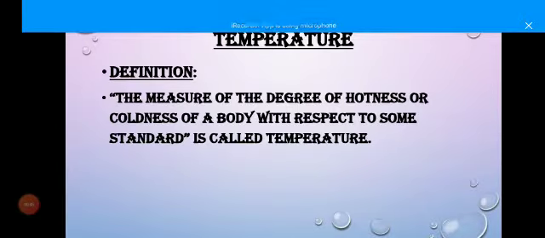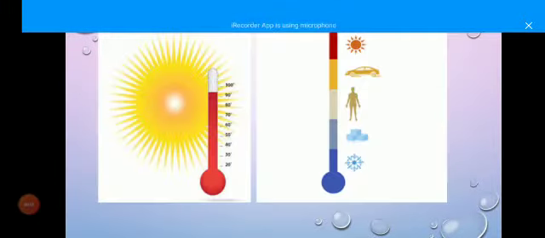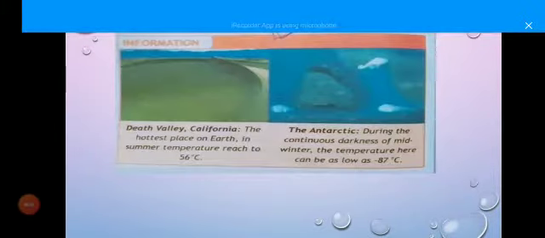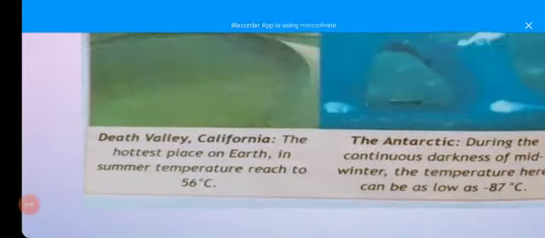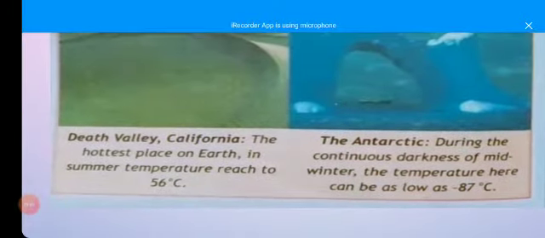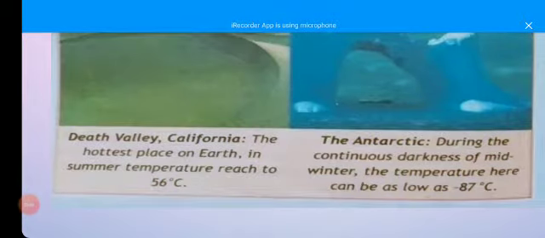The definition: to measure the degree of hotness or coldness of a body with respect to some standard is called temperature. Look at this diagram. This tells you the temperature of the sun and different objects. Death Valley, California, the hottest place on earth, reaches a summer temperature of 56 degrees Celsius. In Antarctica, during the continuous darkness of midwinter, the temperature can be as low as minus 87 degrees Celsius.